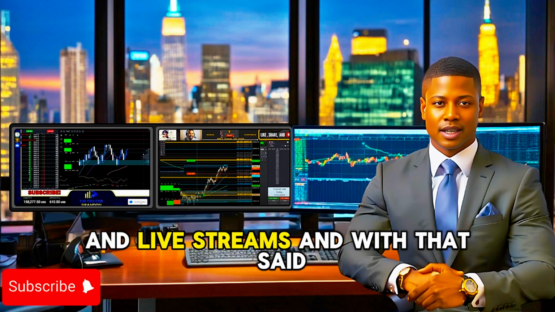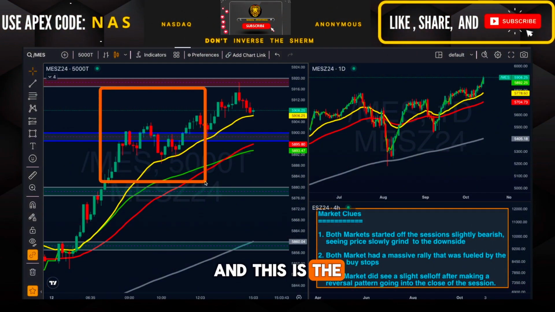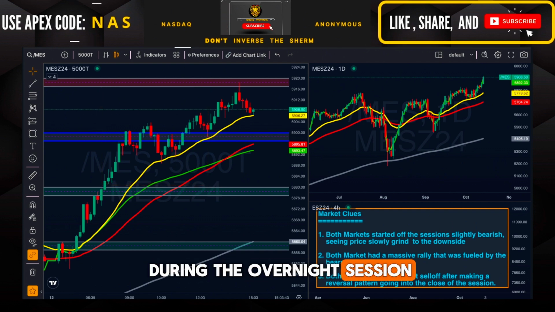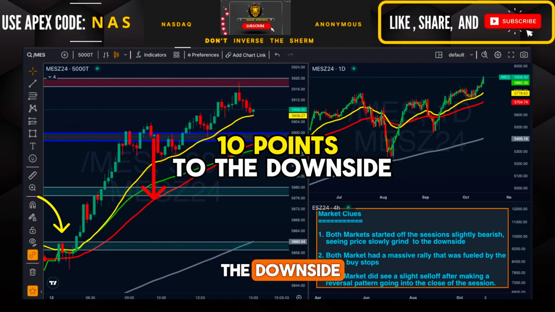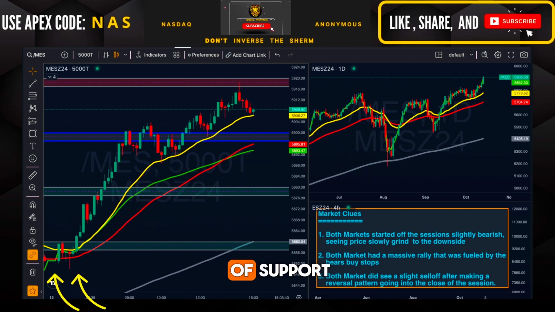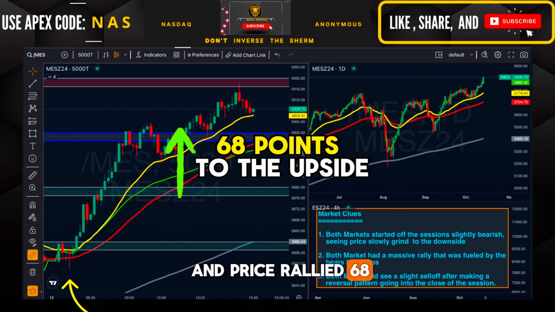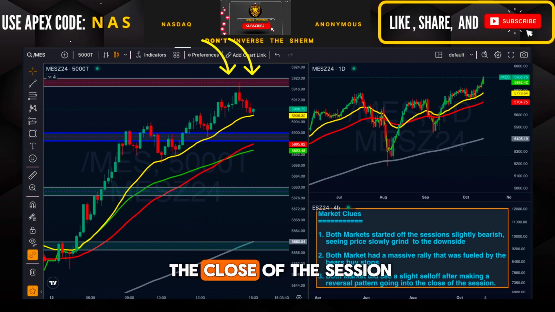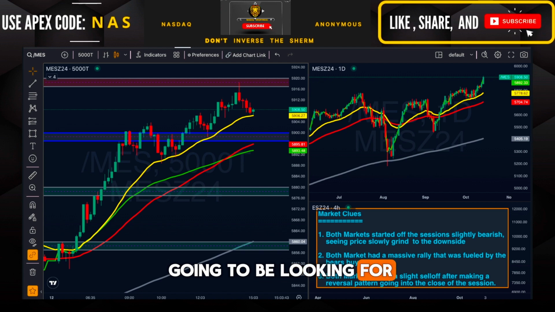And with that said, let's jump into an ES chart. This is an ES chart, and this is the block of price action that we traded during today's stream. And during the overnight session, the E-mini S&P opened slightly bearish and traded 10 points to the downside into a previous area of support. However, once the bears failed to rotate price lower, the bulls stepped in and price rallied 68 points to the upside, seeing a slight sell-off going into the close of the session. And based on this price action, this is what I'm going to be looking for.